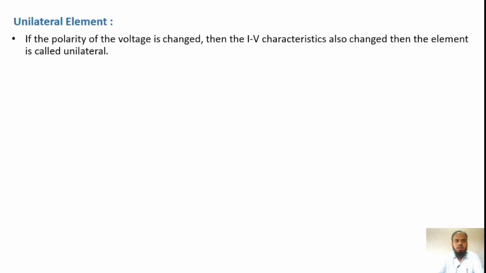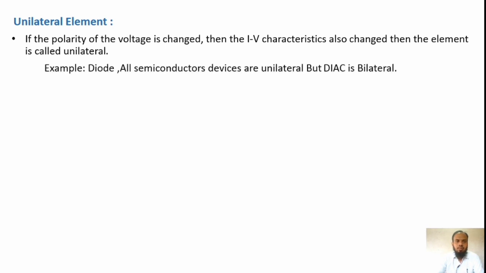After that we see what is meant by a unilateral element. If the polarity of the voltage is changed, then the IV characteristics also change. Then the element is called a unilateral element. For example, diode and all semiconductor devices are unilateral, but diac is a bilateral element.